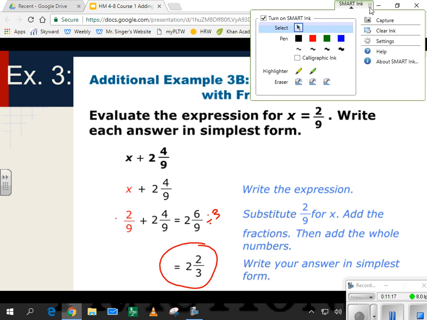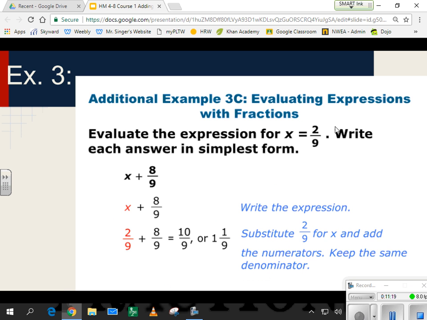And here's another one. So we're going to plug and chug 2/9 in for x with 8/9. Now when you do that, 2 plus 8 is 10. So now we have what kind of fraction when it says 10/9? You know that to be an improper fraction. So you have to turn it into a mixed number by dividing the denominator into the numerator. 9 goes into 10 one whole time with 1 left over as a remainder. That becomes your new numerator. So that's the answer there.